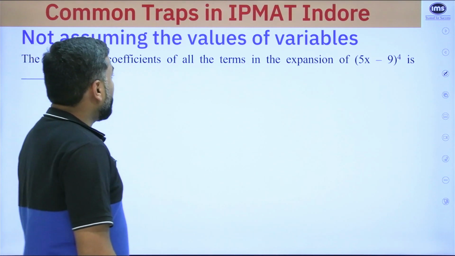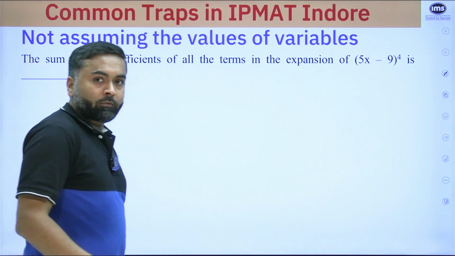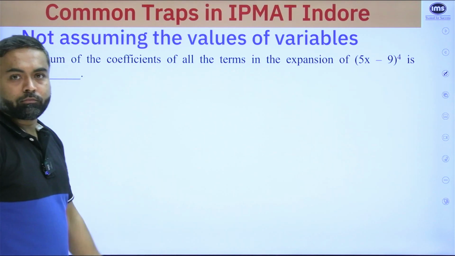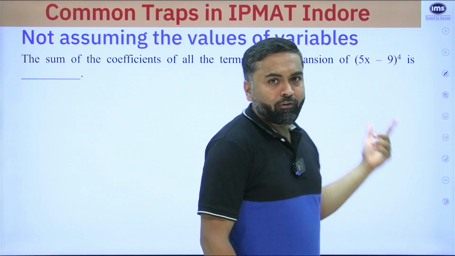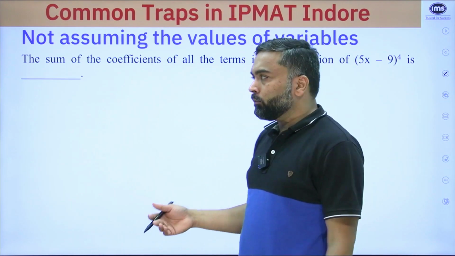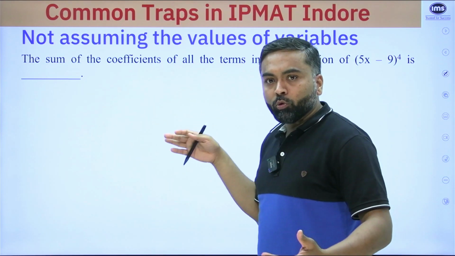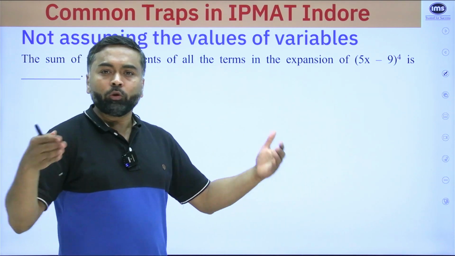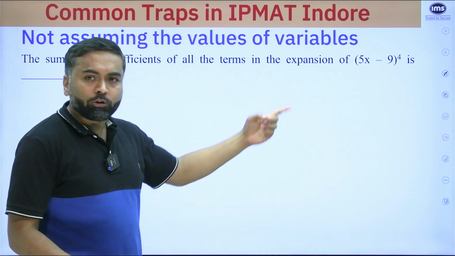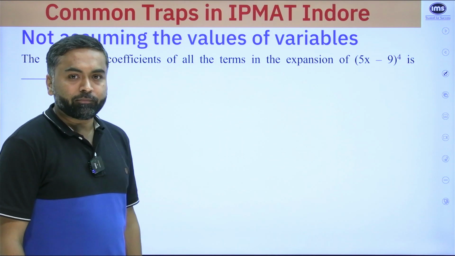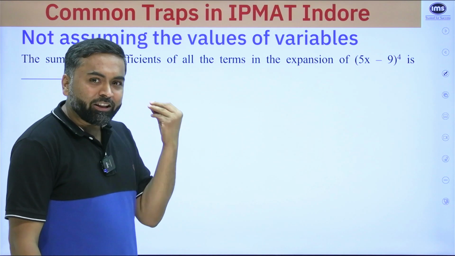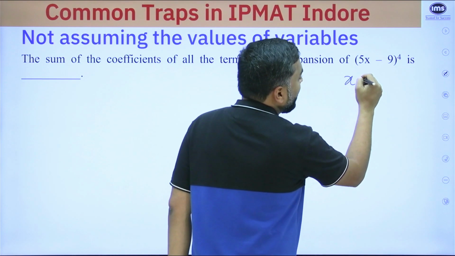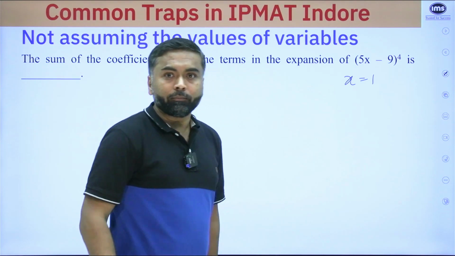Okay, let's look at this question. Sum of the coefficients of all the terms of this expansion. Now, because the power is 4, you will only have 5 terms. One way is to expand using the binomial expansion, get all the terms and add all of them and you get the answer. Trust me, this question can be solved in less than 30 seconds. If you know the very simple basic concept that the sum of all the coefficients will be equal to the value when x is equal to 1. Simple.